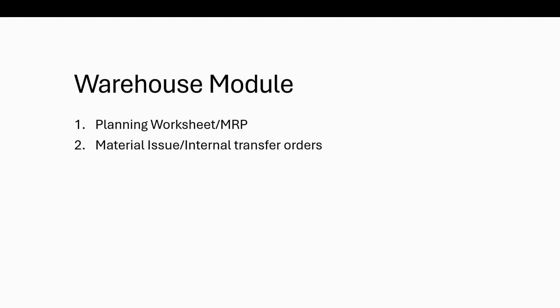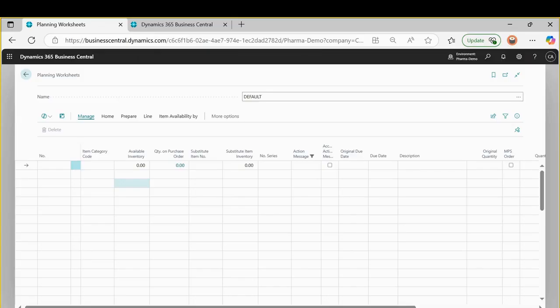Hi, today I'll be demonstrating the warehousing process which we have customized to align with our quality module. In this session, I'll walk you through two key processes: the planning worksheet, which is also known as material requirement planning (MRP), and material issue, also known as internal transfer orders. Let's start with the planning worksheet.